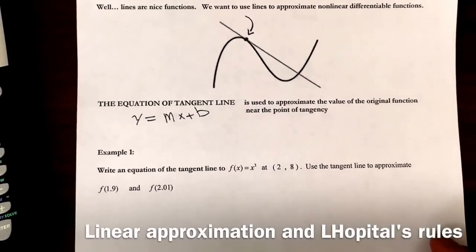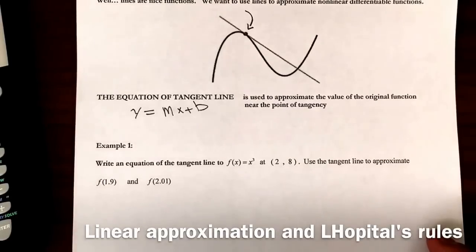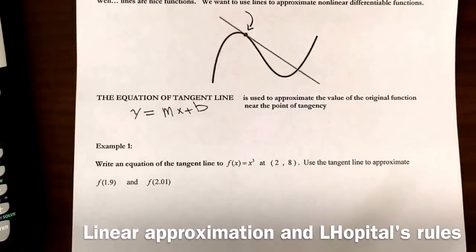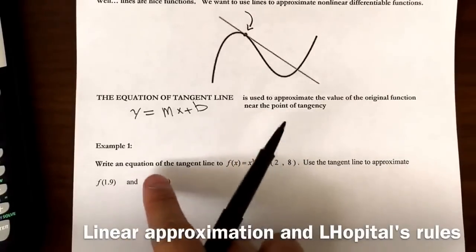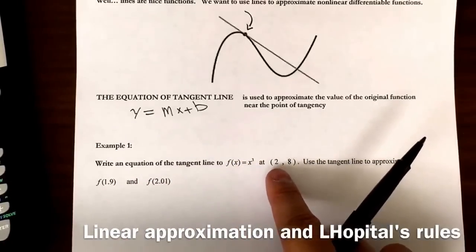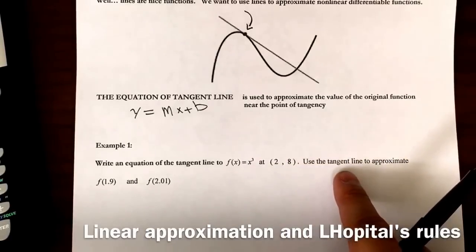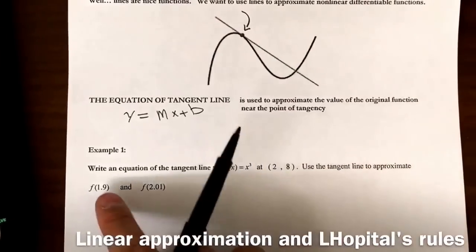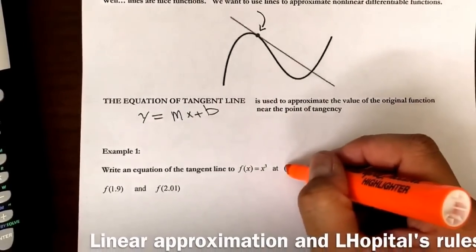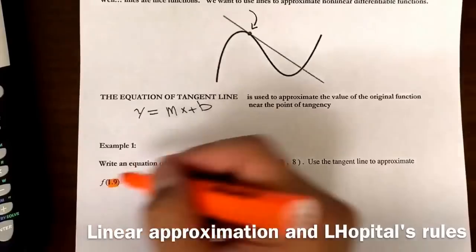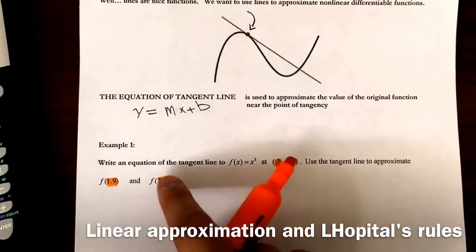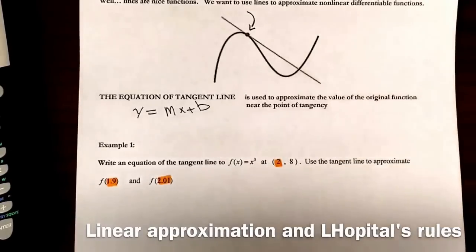Hopefully that is not too hard to understand, but if it is, maybe example 1 will really clarify what I'm trying to tell you here. I want to write an equation of the tangent line to this function, which is a cubic function, at the point (2, 8), and I want to use the tangent line to approximate the function value near 2. These values are x-coordinates that are really close to 2. I'm going to use the equation of the tangent line to approximate the function value.